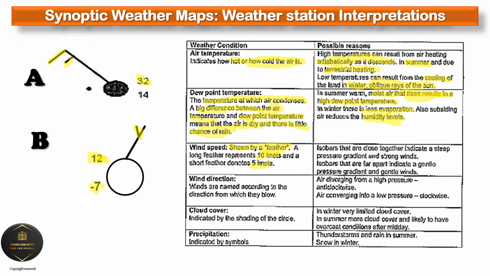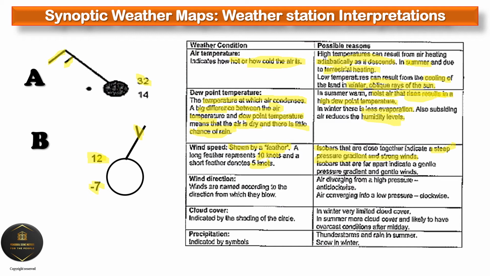So the isobars are close together, and that is showing us that we have a steep pressure gradient and strong winds. So in a synoptic map, when you have isobars being close together, that is showing us the wind speed, because remember, the closer the isobars are to each other, that represents a steep pressure gradient, and it means we have stronger winds, right? So those are all directly proportional to each other.